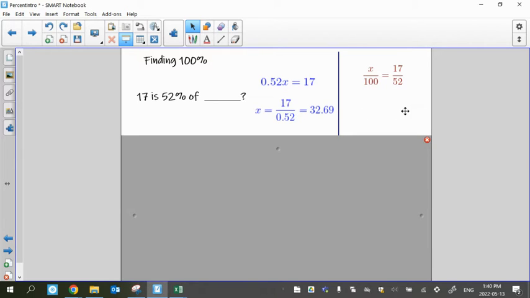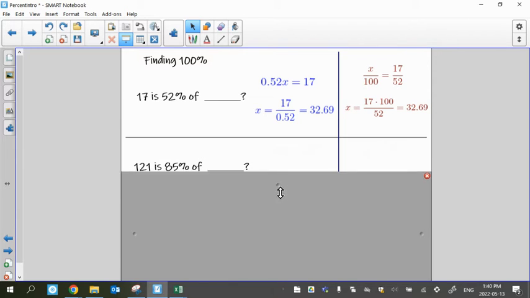Similarly to what we've done here, to solve for the X, we would multiply both sides by 100, and we end up with this. Multiply 17 by 100, and then we divide by 52. We arrive at the same answer, 32.69. So either method is good. We illustrate the following examples using both methods, and you can choose whichever method you find friendlier for you.